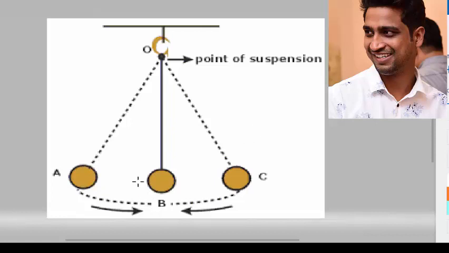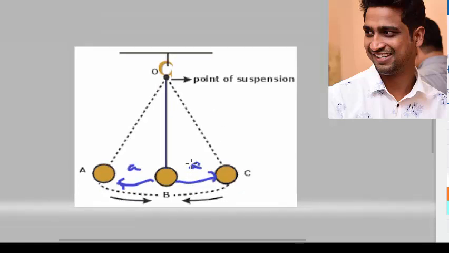Amplitude means maximum displacement from its mean position is called as amplitude. So maximum displacement here on your screen is from B to A, which can be denoted by small a, and from B to C, which can also be denoted by small a. These are the amplitudes. The small a which you are seeing in front of you are the amplitudes of this simple pendulum. So what is mean position?